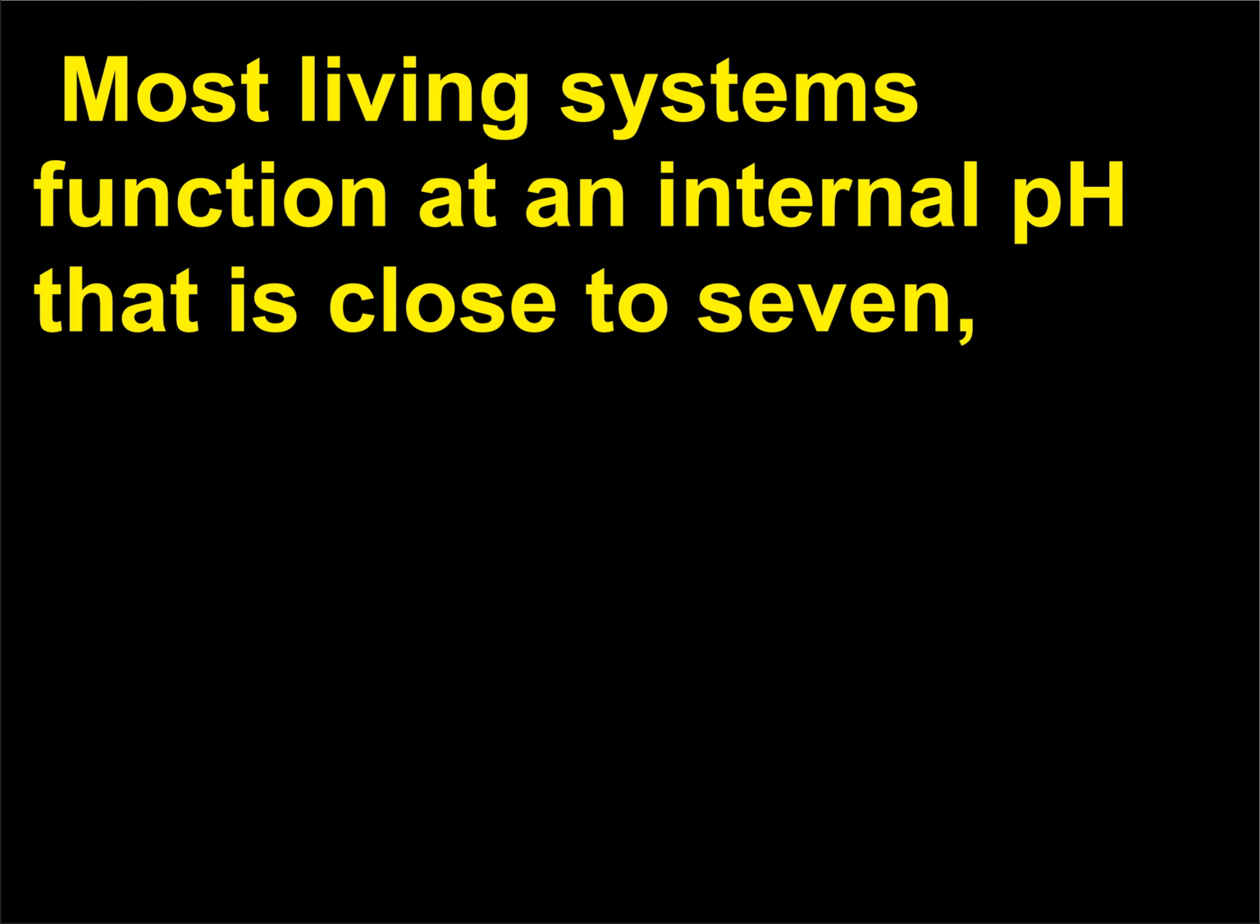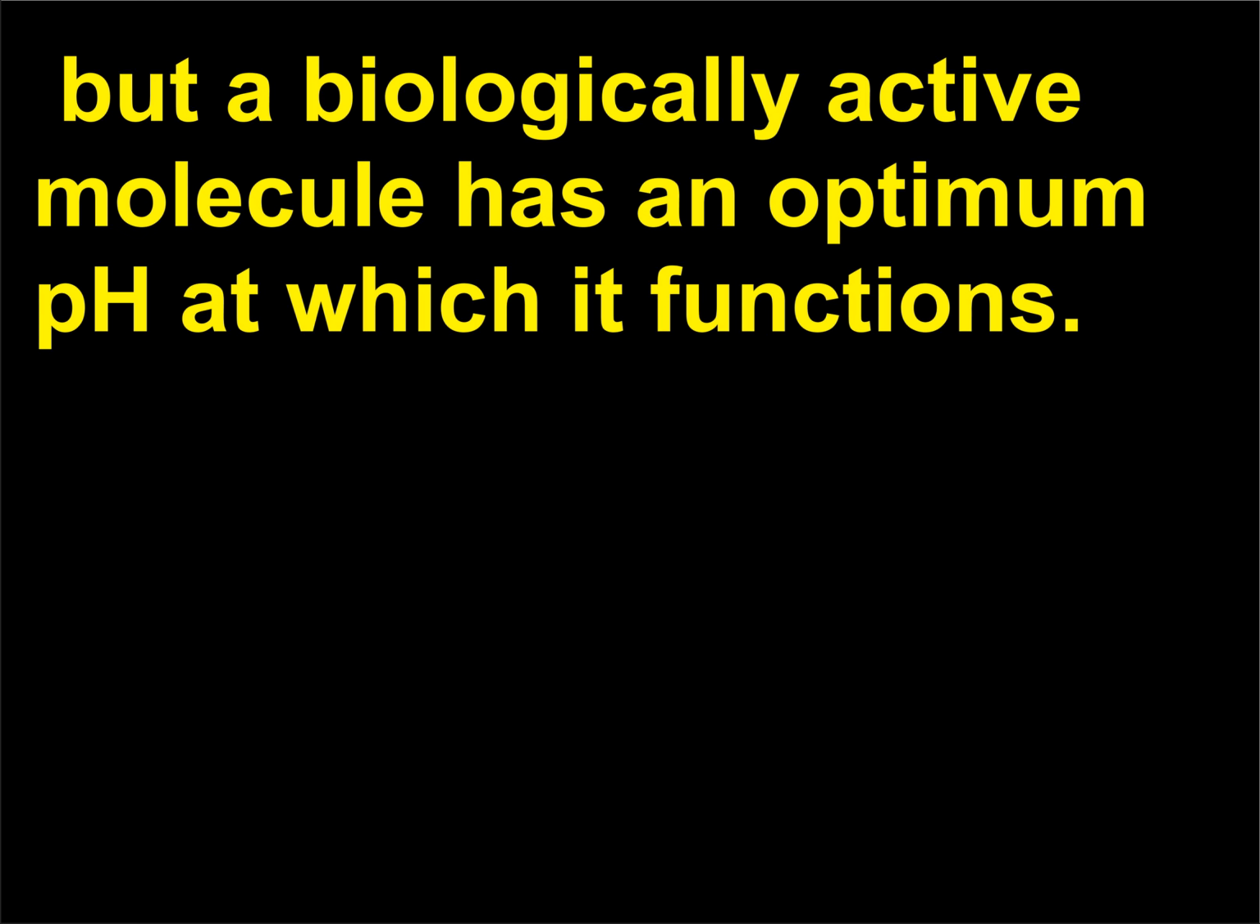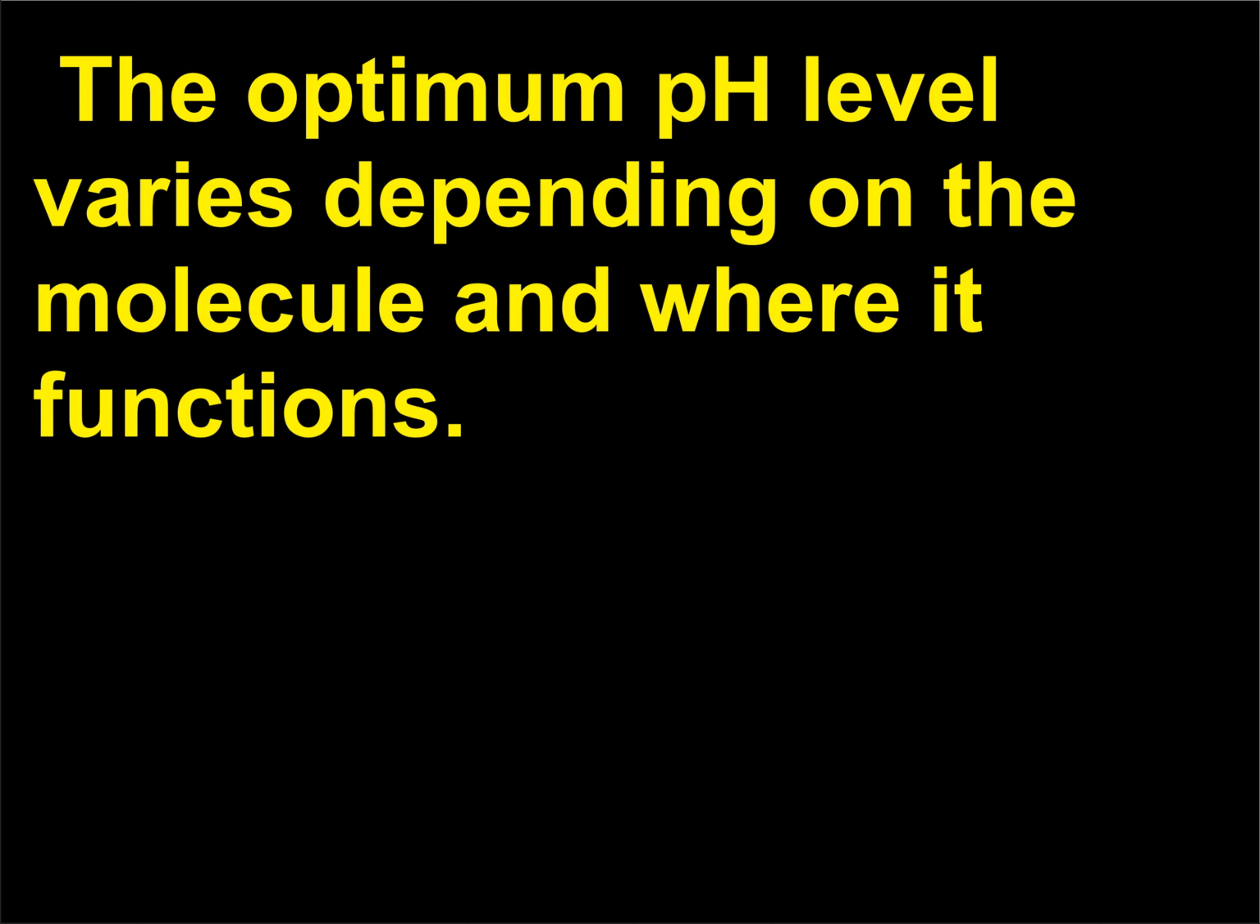Most living systems function at an internal pH that is close to 7. But a biologically active molecule has an optimum pH at which it functions. The optimum pH level varies depending on the molecule and where it functions.